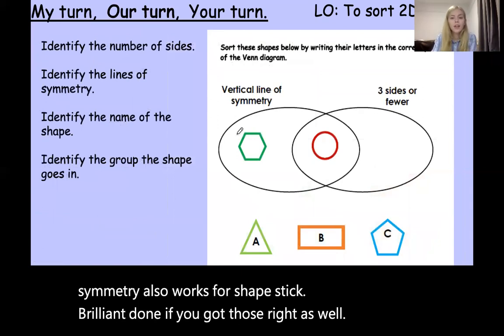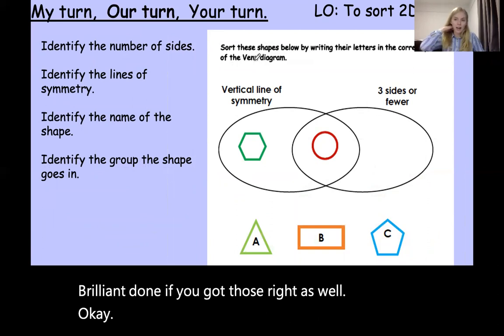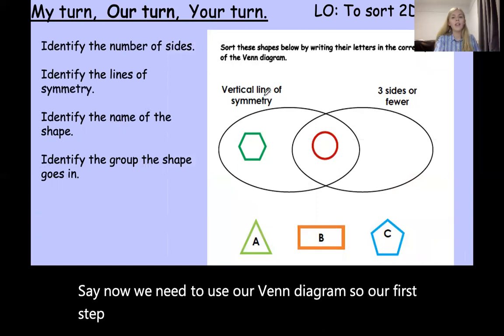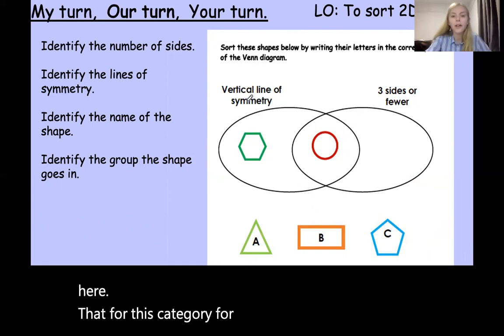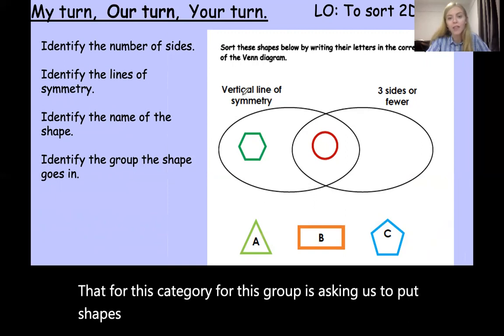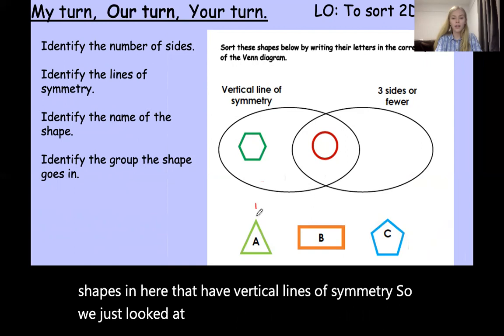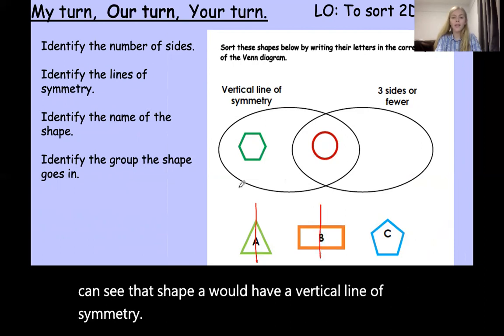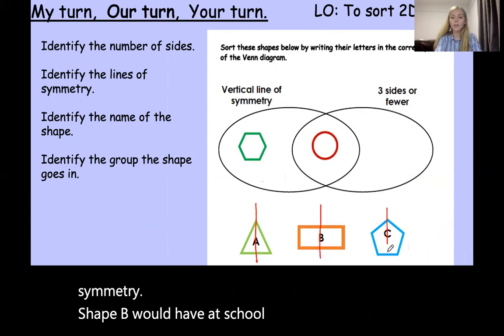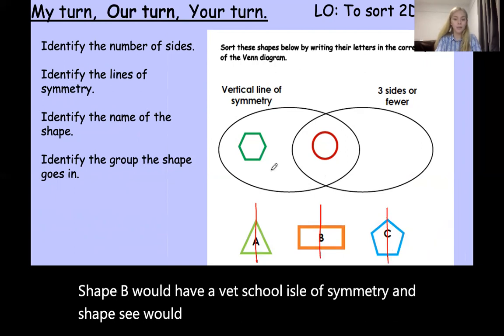Okay. So now we need to use our Venn diagram. Our first step is to have a look at the labels here. It says that for this group, it's asking us to put shapes in here that have vertical lines of symmetry. So we've just looked at that. We can see that shape A would have a vertical line of symmetry, shape B would have a vertical line of symmetry, and shape C would have a vertical line of symmetry.